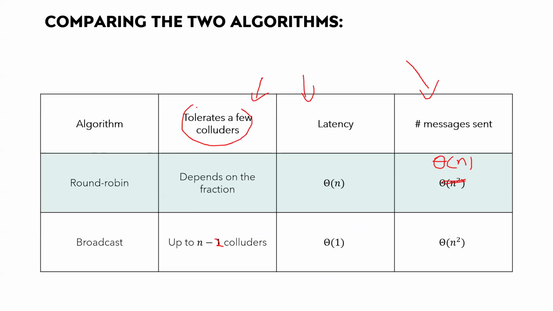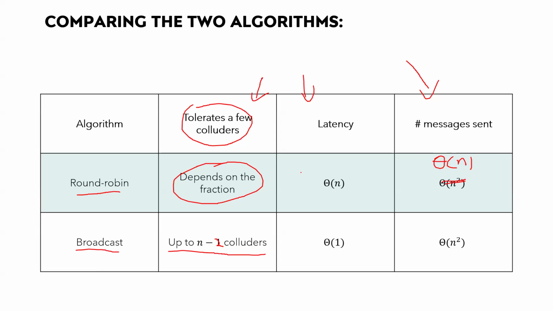How well does it tolerate colluders? We know that the round robin one depends on the fraction if we're trying to shuffle, but it's particularly vulnerable to the sandwich attack, right? The broadcast one is kind of fine. It works really well. You can have up to n-2 colluders. It's kind of great, right?